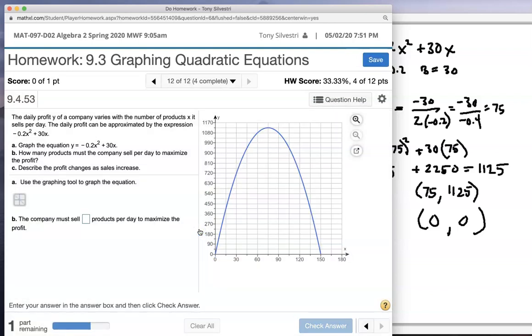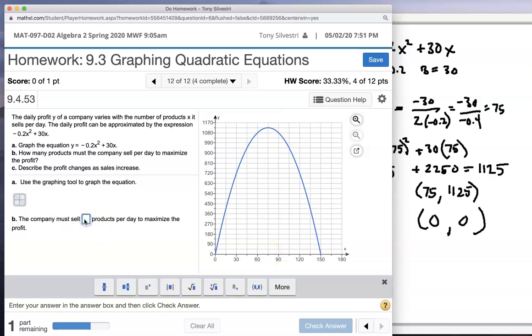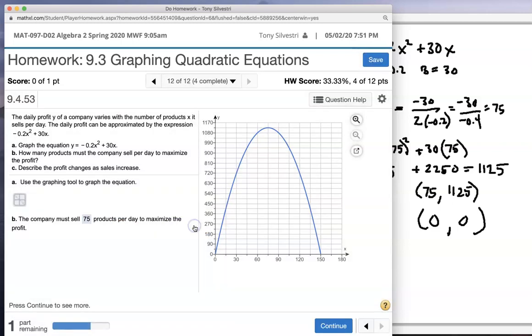Yay. Now, B, how many products must a company sell to maximize its profits? Okay, to maximize the profits, you've got to be on top of the curve. That's the highest part right there. The highest part occurs here, and it's got a corresponding value of 75. So I'm going to say 75. That maximizes the profits. Check your answer.